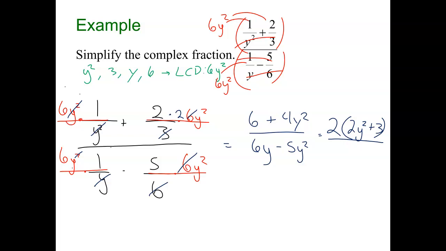Okay? GCF for the denominator. Y. So I'm left with 6 minus 5y. Do I have any common factors to simplify? Nope, so that's it. Fully factored and completely simplified.